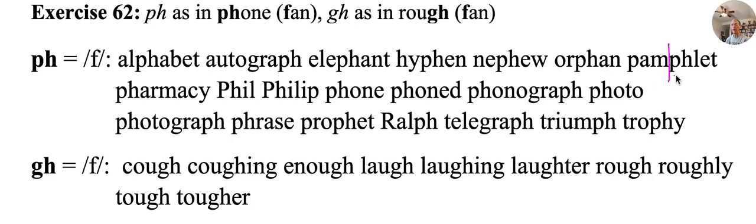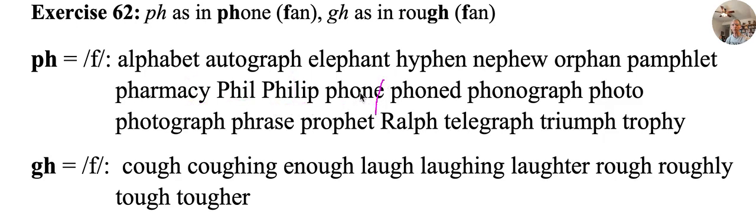Next we have pamphlet. A pamphlet is a little book. Sometimes they're held together with staples, but they're a small little bitty book. Next we have pharmacy. Pharmacy, where you go and get your medicine. The doctor gives you a prescription. You go to the pharmacy and get your medicine. Notice the C has the S sound because of the Y. Next is Phil, that's a name. And then we have the longer Philip. Those are names of people.